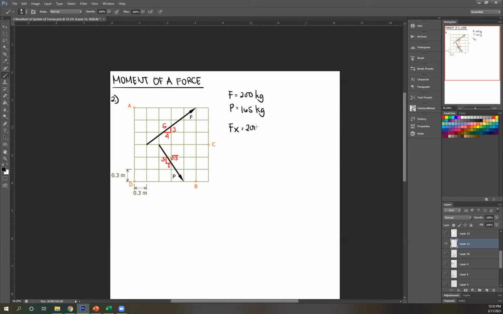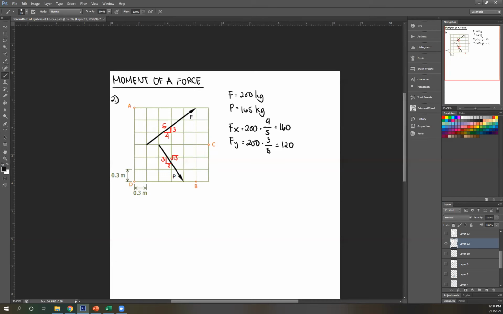So Fx is just 200. I'm going to give you the answer here to make things faster. So that's just 200 times Fx. To get Fx, get the side that is parallel to x, which is 4, then over hypotenuse 5. 200 times 4 over 5 is just 160. Fy is just 200, then the vertical is 3, times 3 over 5. 200 times 3 over 5, that's 120.